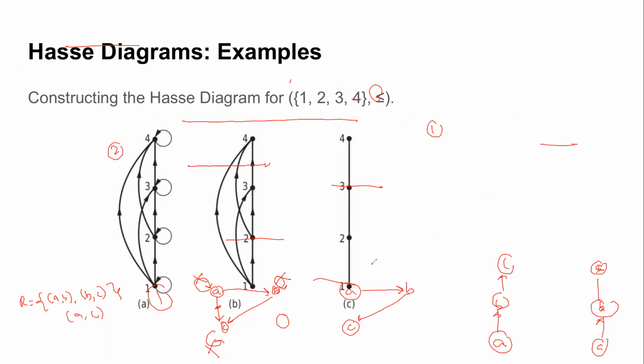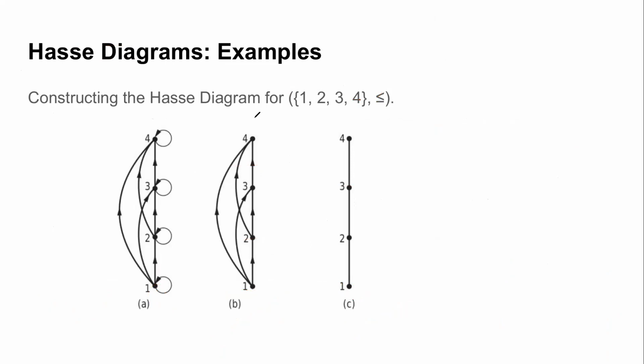Let us try to see it practically with an example. Suppose this is your Hasse diagram on the set {1, 2, 3, 4} under the relation less than or equal to. Since this is a partially ordered set, you obviously have the reflexive relation, and you have these relations: 1 is less than 2, 2 is less than 3, 3 is less than 4, 1 is less than 3, 1 is less than 4, 2 is less than 4. So this is the directed graph of the relation. The first step we do is remove all these self loops.